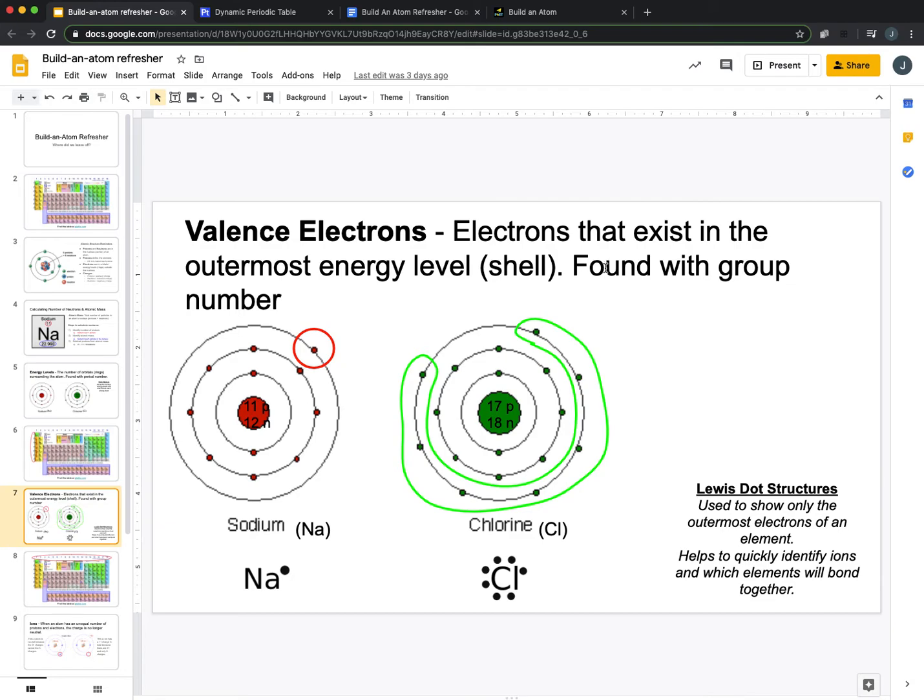So the last piece of information you need to know for those valence electrons is how do we figure those out? How do we quickly identify what the valence electrons are? Well, you could do a Bohr model for every single element every single time you want to know, okay, it's 17 electrons, so I've got to do 2 and then 8 and then this many. Or you could just take a look at the group number or the column number.